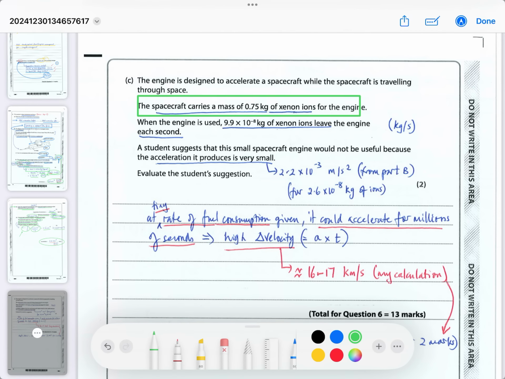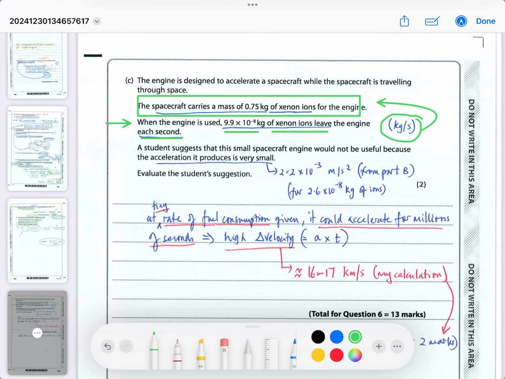0.75 kilograms of xenon ions. When the engine is used, 9.9 times 10 to the minus 8 kilograms of xenon ions leave each second. So you know how much mass is being lost per second? That'll be in kilograms per second. Once you know how much is being lost, you can see how long that fuel would last. Because this is a tiny amount, 10 to the minus 8.